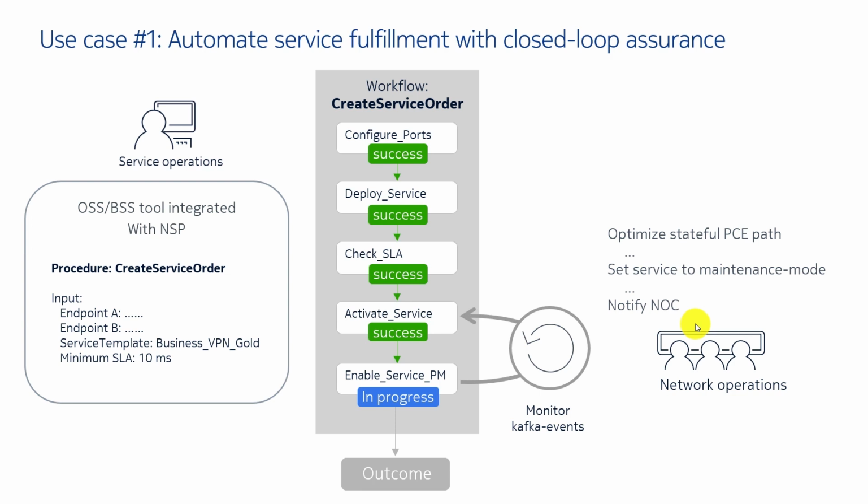For this purpose, the corrective actions can include optimizing stateful PCE paths, setting a service to maintenance mode, and migrating the ports and endpoints of the service. And if these corrective actions fail, then the appropriate user group can be notified to debug and troubleshoot this operation.